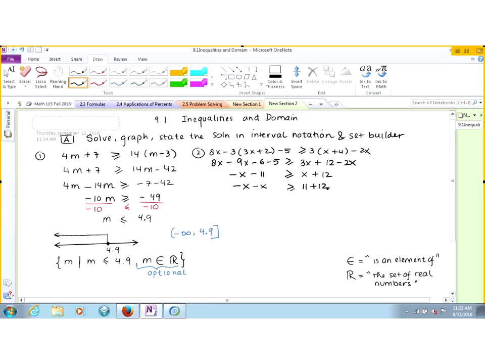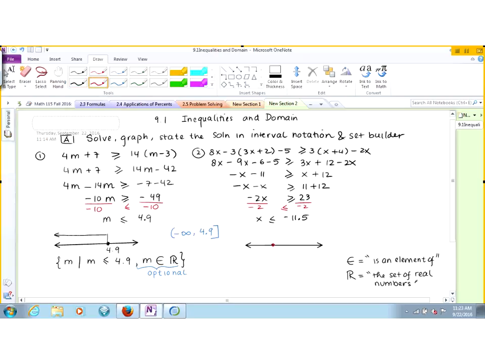Okay. Now negative 2x is greater than or equal to 23. And then divide by negative 2. So the signs switch. Reverse. Yes. And I think you know what to do here. What do we do? Graph it.